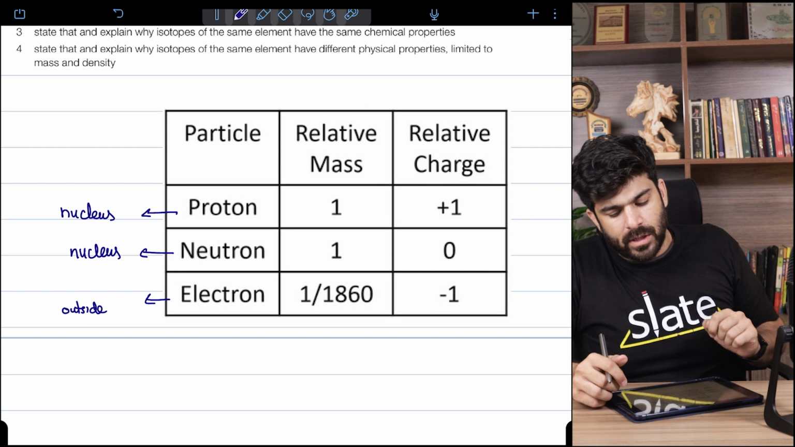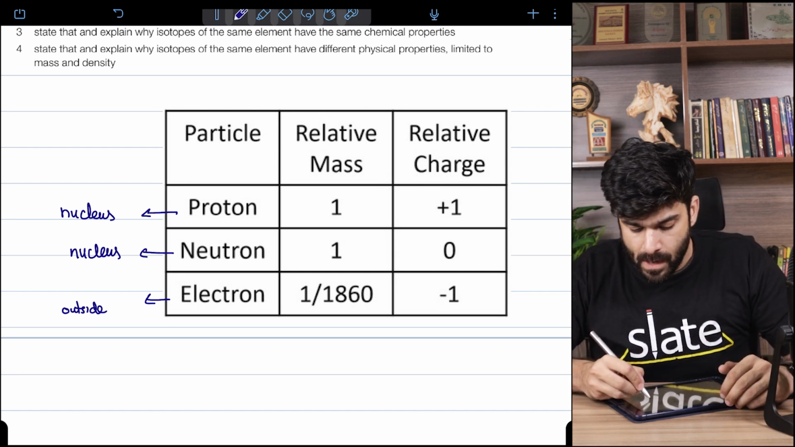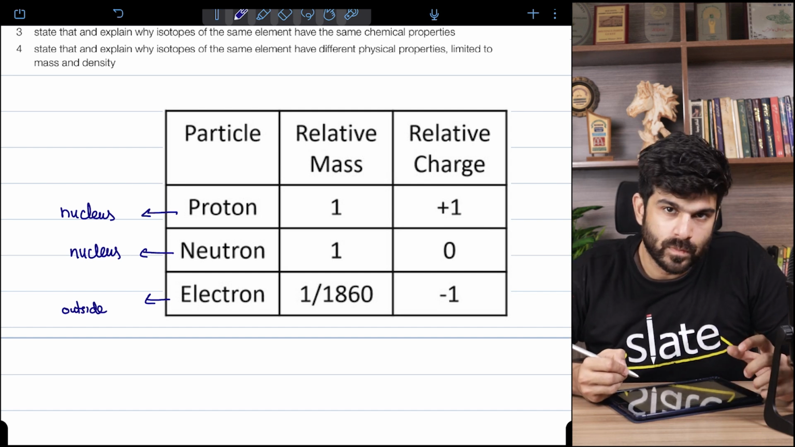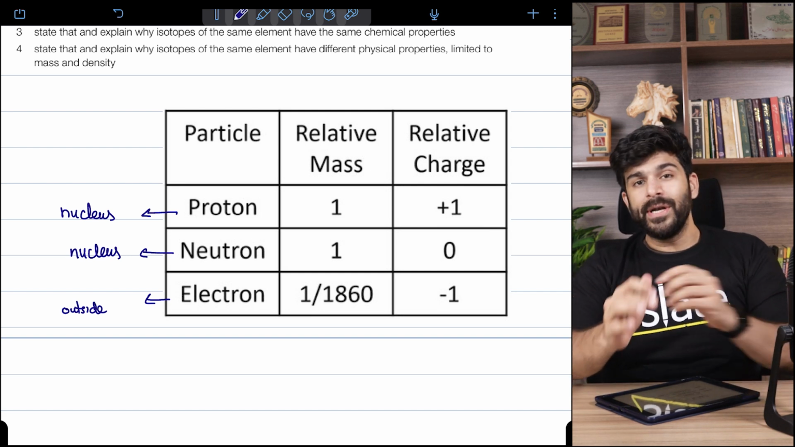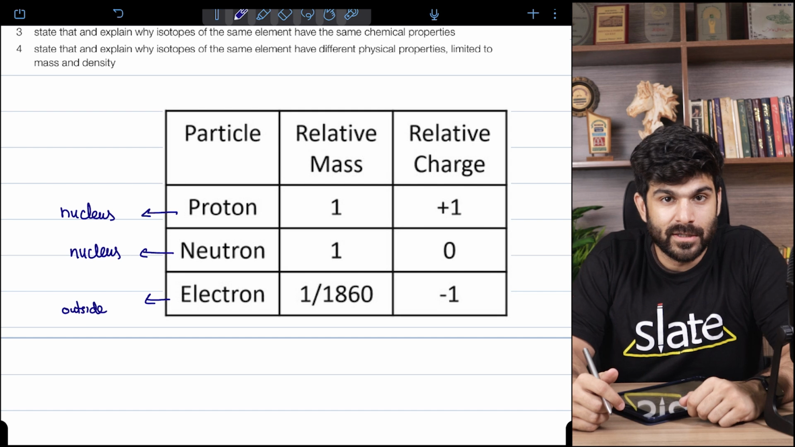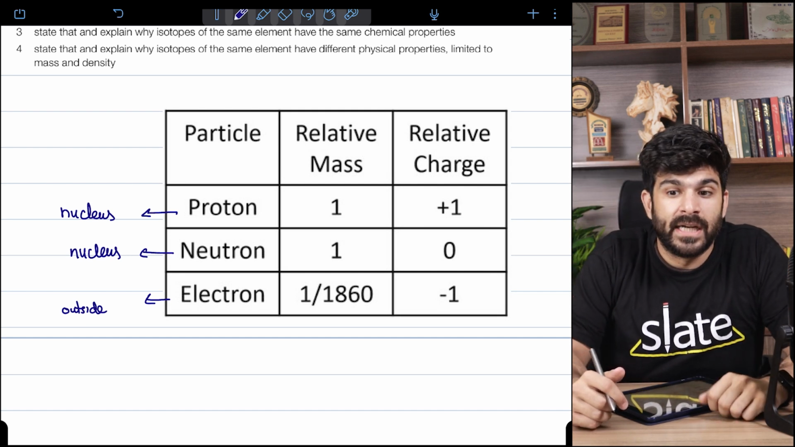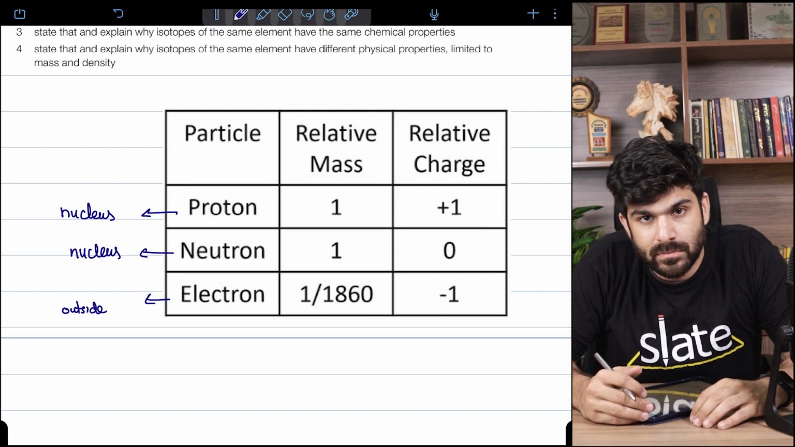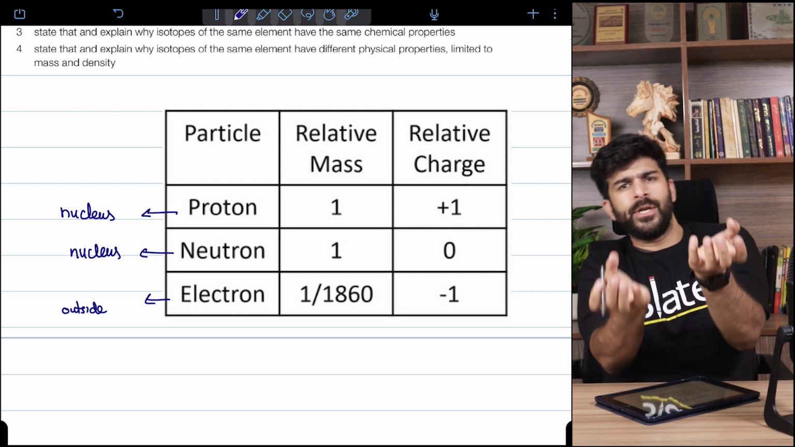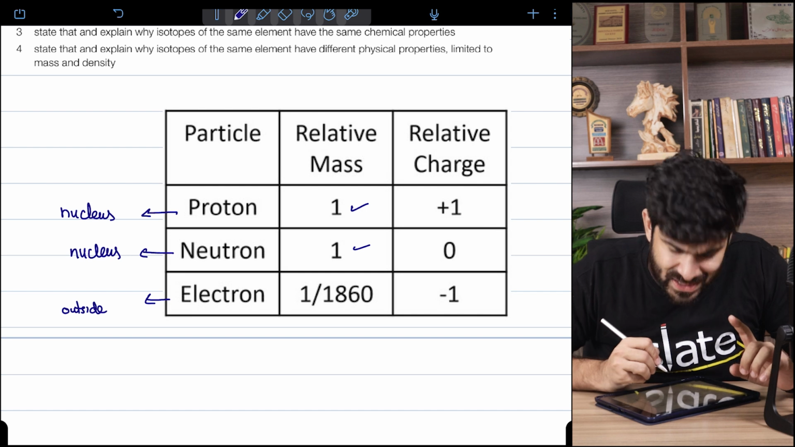Now, if we talk about the relative masses, first let's talk about the relative charges. Proton is +1. Neutron has no charge. Electron is -1. You know that. We don't need to memorize the exact values of protons, neutrons, and electrons' masses. They are in 10 raised to power -31 and -27 and different decimal place values. You don't need to remember that. But we need to know that the mass of proton and neutron is almost equal. So we call the relative mass 1.